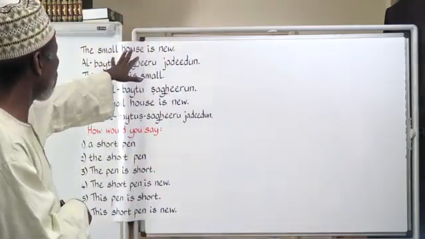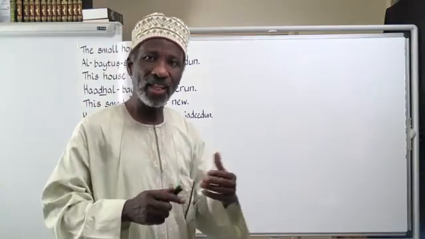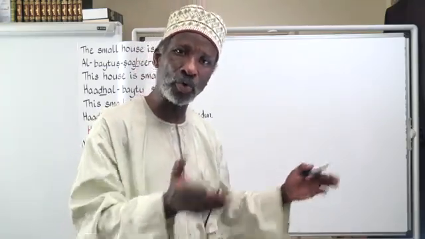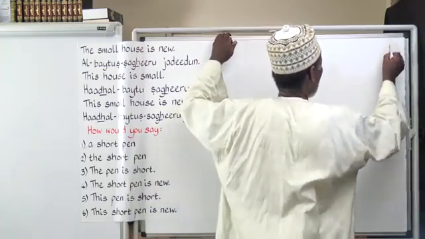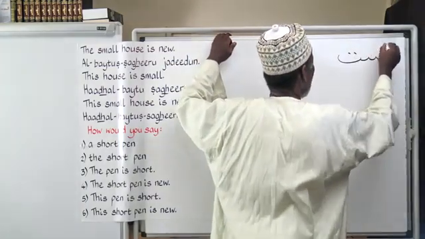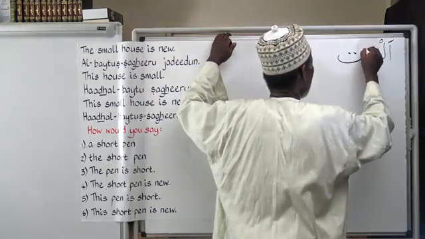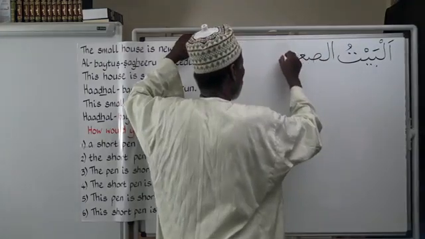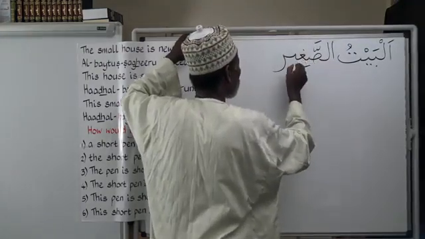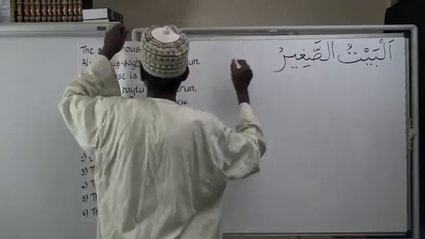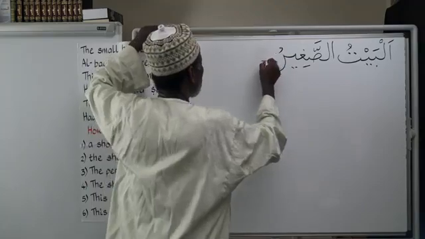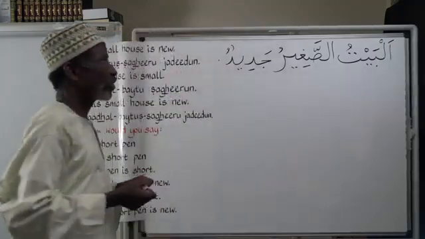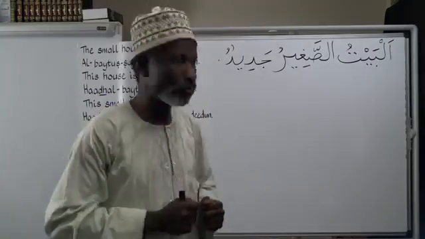Here we have the small house is new. The small house is new. You say al-baytus saghiru. Al-baytus saghiru. البيت الصغير جديد. The small house is new.